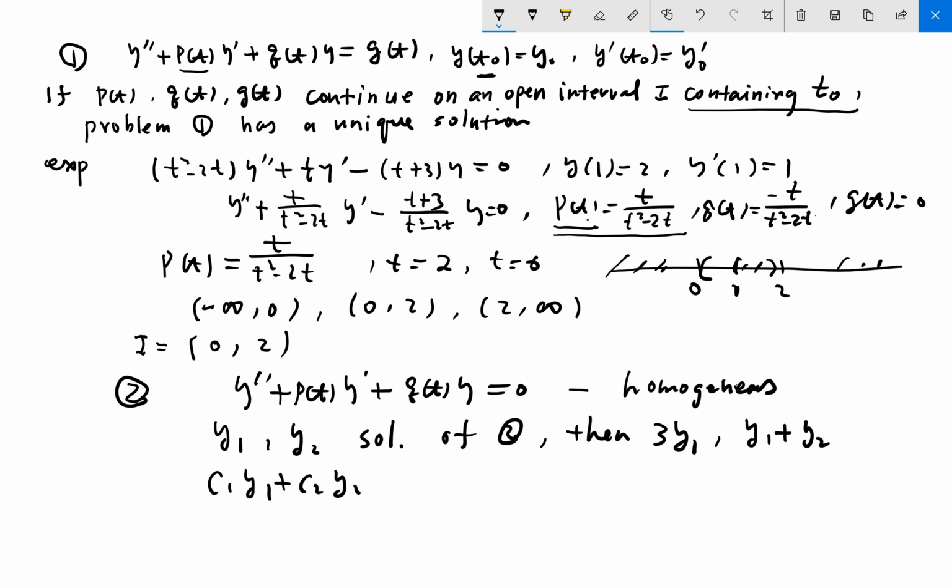Let me say that again. For the second order linear homogeneous equation, if y1 and y2 are solutions, then the linear combination with arbitrary constants c1 and c2 is still a solution. I'm not going to check that here. You can read it in the book.